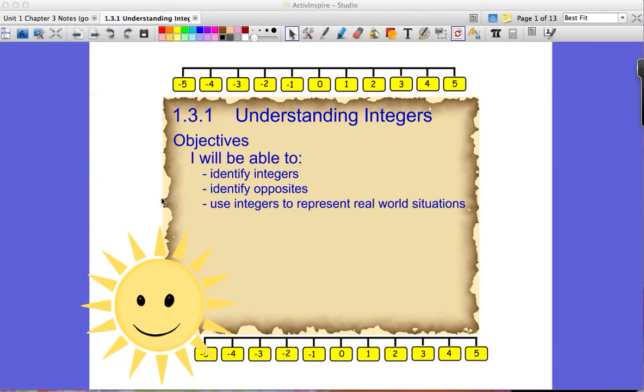Welcome to Lesson 131, Understanding Integers. Today we're going to talk about how to identify integers, how to identify opposites, and how to use integers to represent real-world situations.